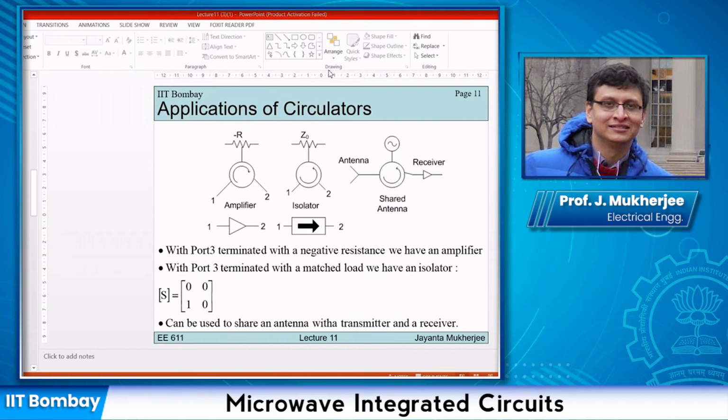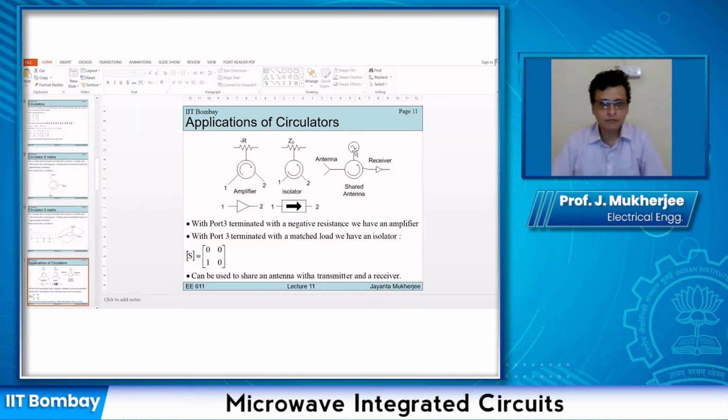Hello, welcome to the final part of lecture 12. In this part, we'll be covering the third type of three-port network, which are called power dividers. So we have already covered the first type, which is the T's, the second type, which is the circulators, and the third type is the power divider. So let me share my screen.